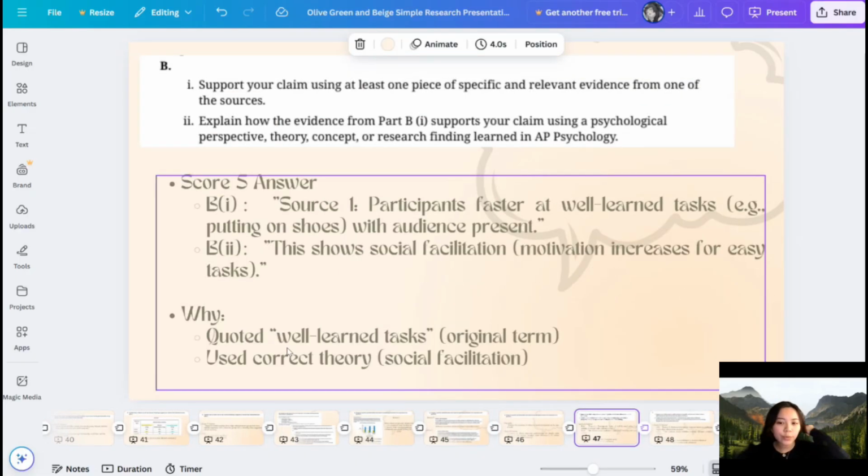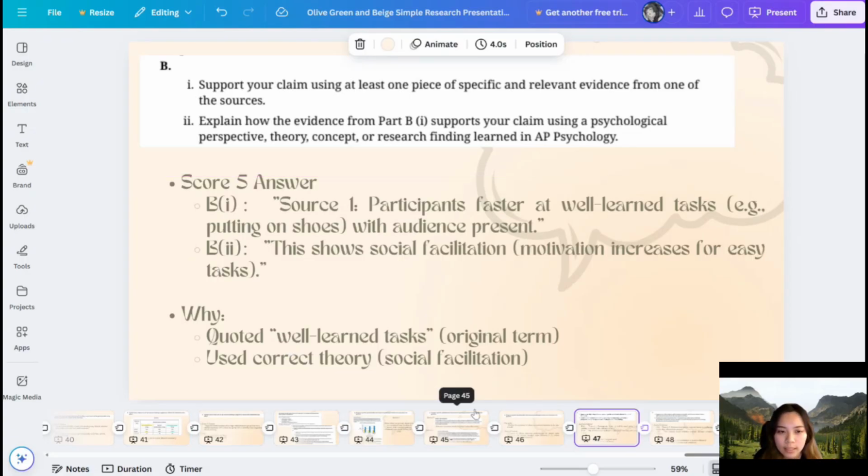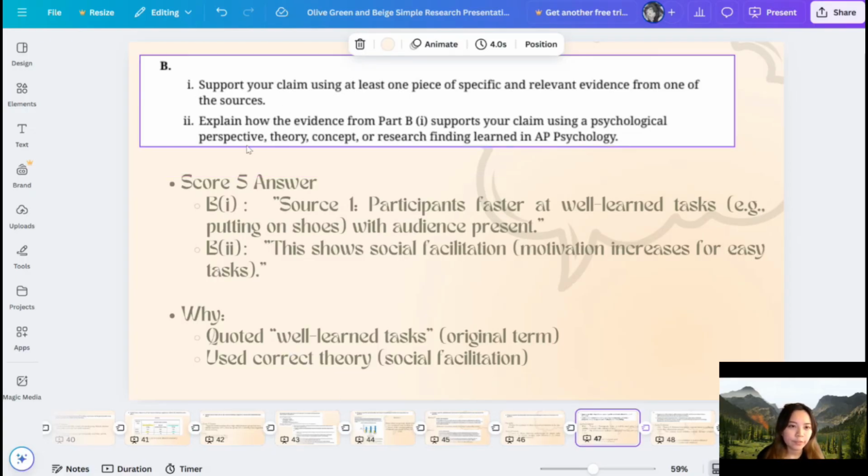Let's go to question B. The first part: support your claim using at least one piece of specific and relevant evidence from one of the sources. This is really similar to the practice we did at set 2, so let me just dive into it. The score 5 answer, the first part: I use source 1. Participants were faster at well-learned tasks, for example putting on shoes with an audience present.